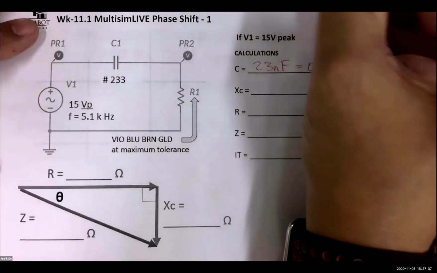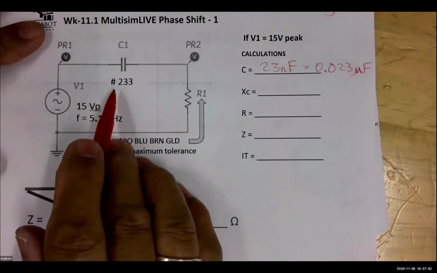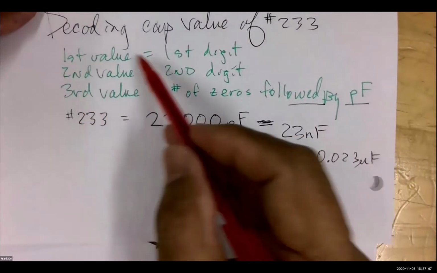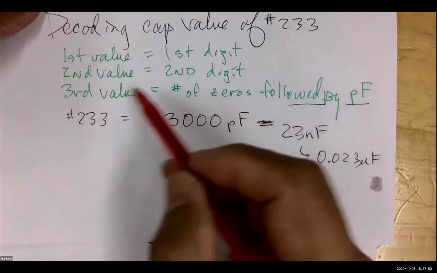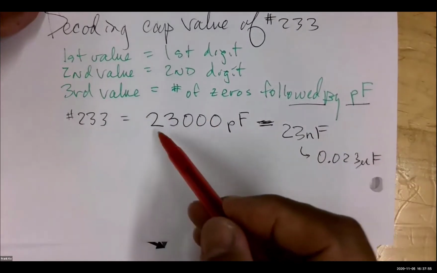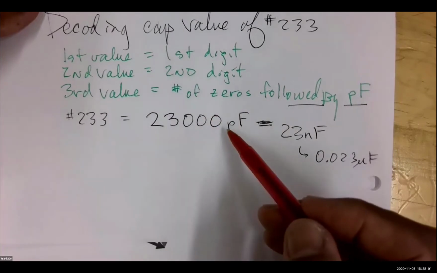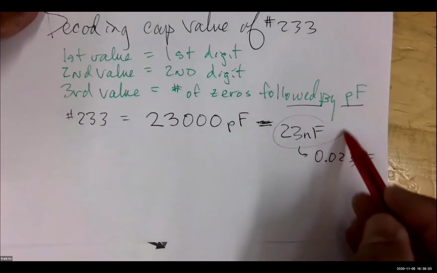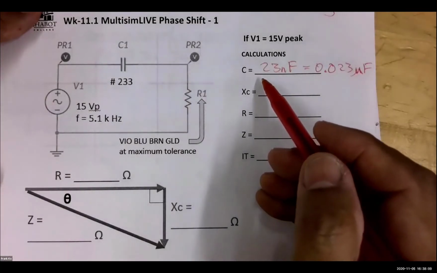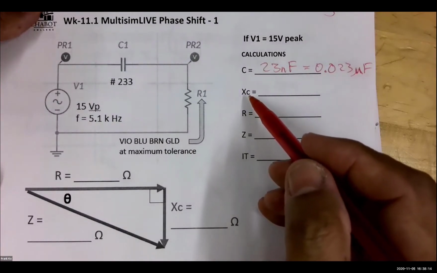So solutions. All right, are we okay with that review of how to decode a capacitor value? As long as you follow the rules: first value, first digit; second value, second digit; third value, number of zeros, followed by picofarad. So 233 is a 23 followed by 3 zeros, followed by PF. Punch this into your calculator, you get 23 nanofarads, which is good enough for us to fill into this part of our answer blank. Now, what's our next quantity? The next quantity is X sub C. What is X sub C?